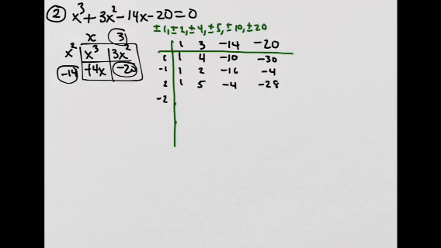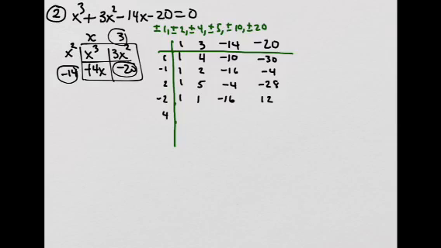Try negative 2. Bring down the 1. 1 times negative 2 is negative 2, plus 3 is 1. 1 times negative 2 is negative 2, minus 14 is negative 16. And negative 16 times negative 2 is 32, minus 20 is 12. Okay? Then that one didn't work.